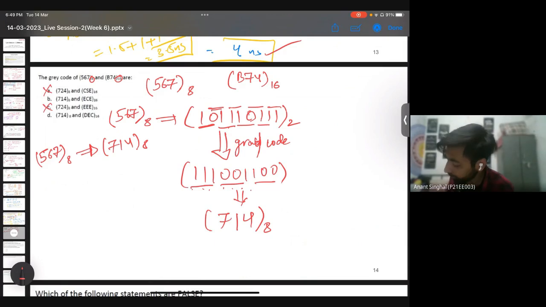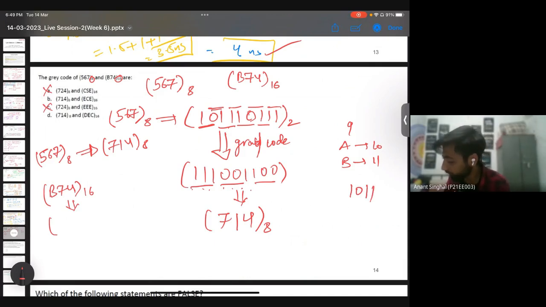Now we'll try and do the same approach with this B7416. So B is, we know, in the hexadecimal 9 and then A and then B. So A is 10, B is 11. 11 is nothing but 8 plus 2 plus 1. B is nothing but 1011, then 7 is 0111, and then 4 is nothing but 0100.